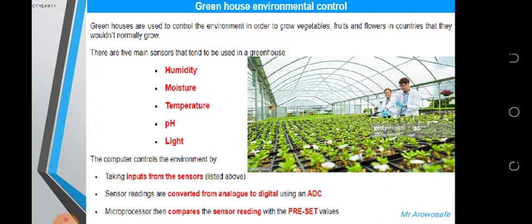So now the light sensor. We all know the function of this light sensor is to determine the ventilation of a particular place, to know or to determine the darkness and light of a particular place. So now let's move on.